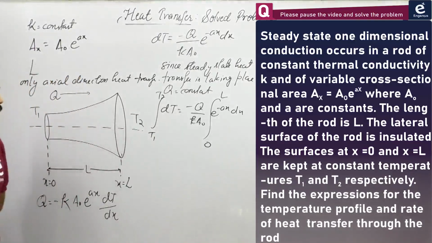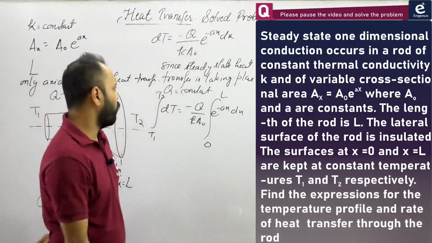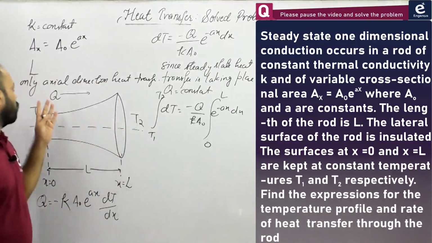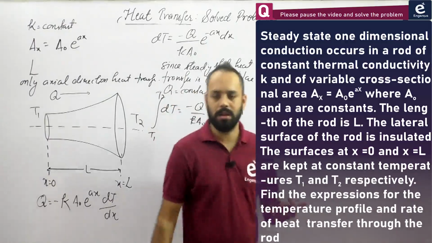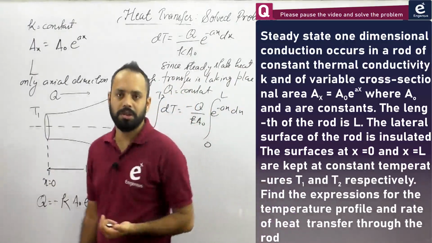ठीक है, तो वेरिएबल एरिया के लिए मैंने आपको कोई डायरेक्ट फॉर्मूला नहीं बताया. So whatever be the scenario, this area is changing exponentially. In some cases area can be changing, parabolic change can be there in the area. In some cases there can be a linear change in area.